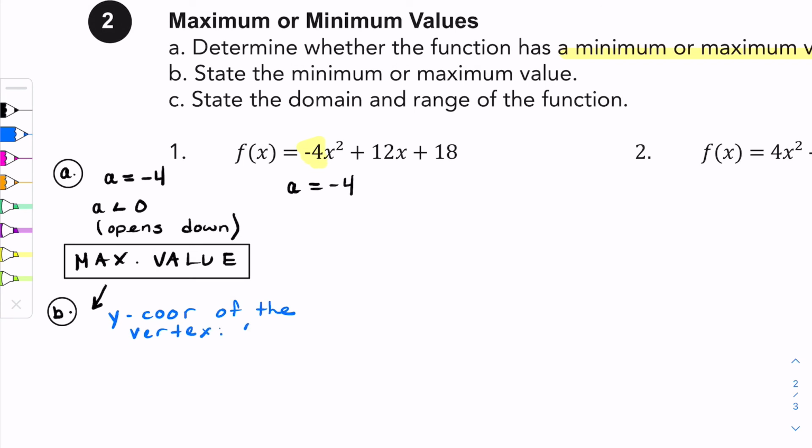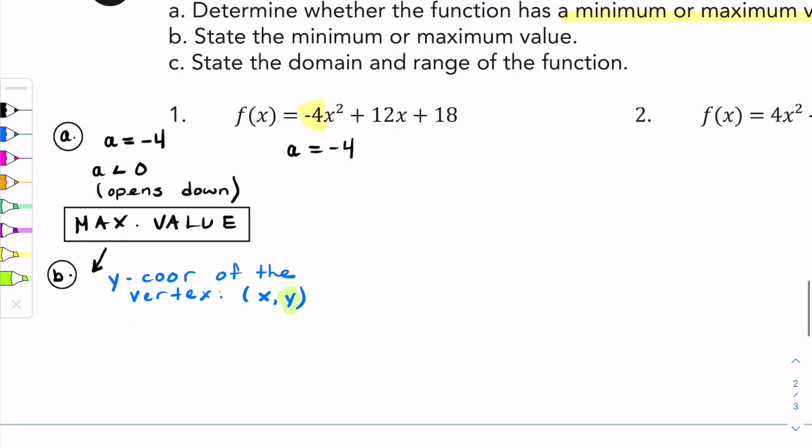So we need to actually calculate what the vertex is, and then we need to identify the y-coordinate. So in order to calculate the vertex of this equation, we need to first find our x value, which is known as our axis of symmetry. And that's found by -b over 2 times a. If I substitute my values in here, I have -12 divided by 2 times -4. This is -12 divided by -8.